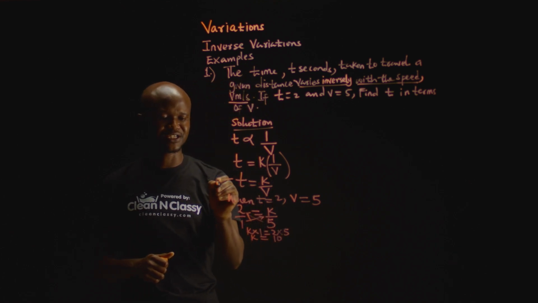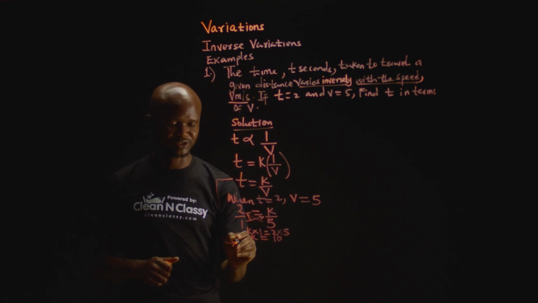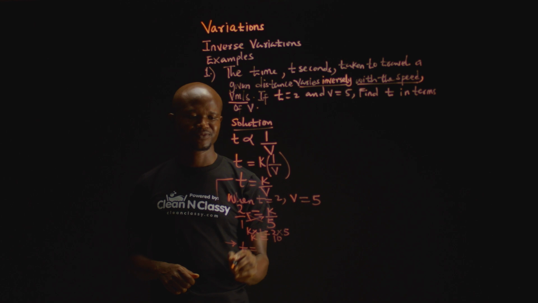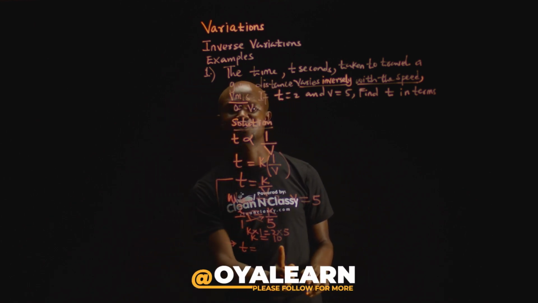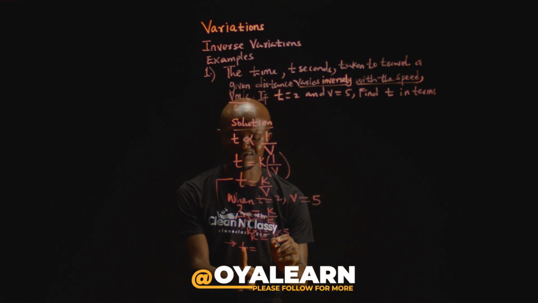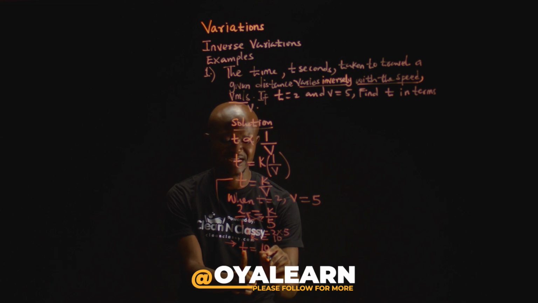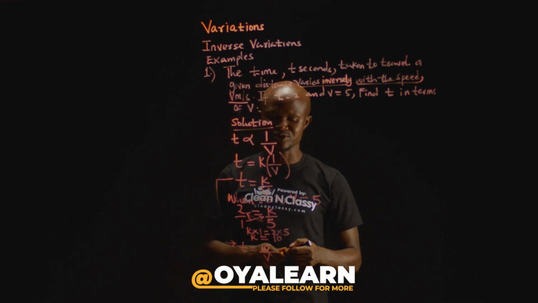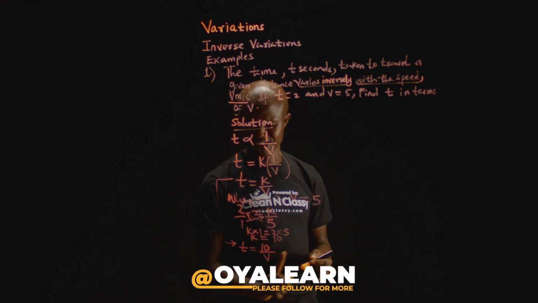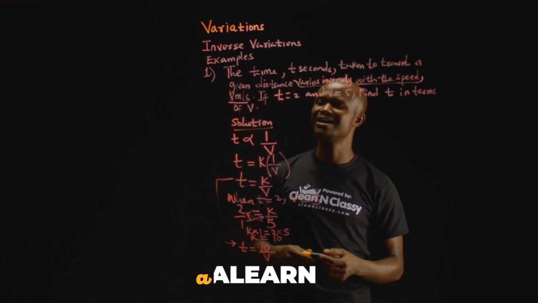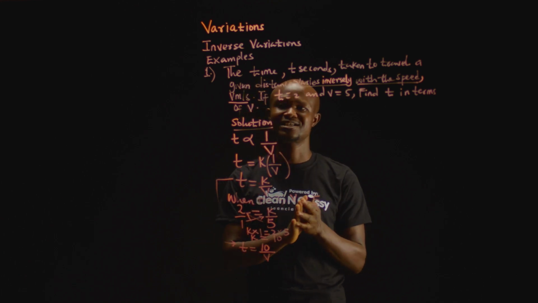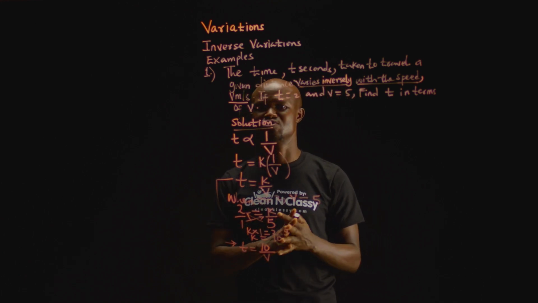Then we go back to the main equation from the first statement. We now have t equals k divided by v. Since we know the value of k to be 10, we replace k with 10. So we now have t equals 10 divided by v. So t equals 10 divided by v is the relationship between t and v. Now, we can say t equals 10 over v, which shows that t is expressed in terms of v. And that is the solution to the problem.